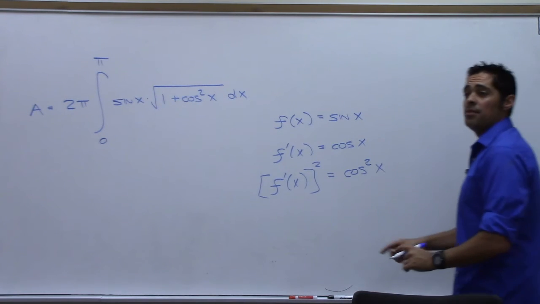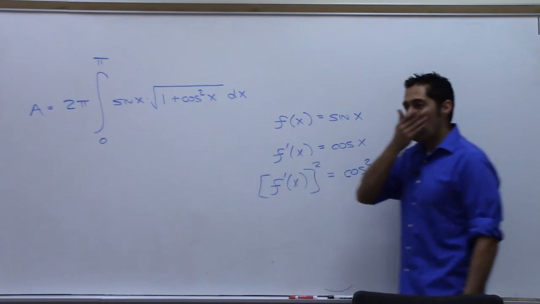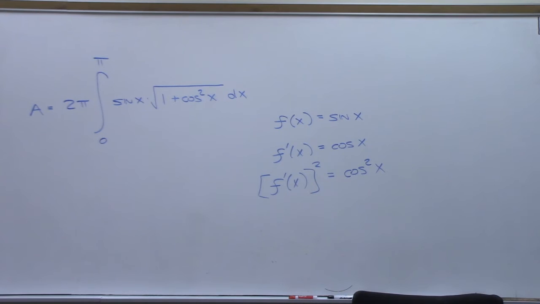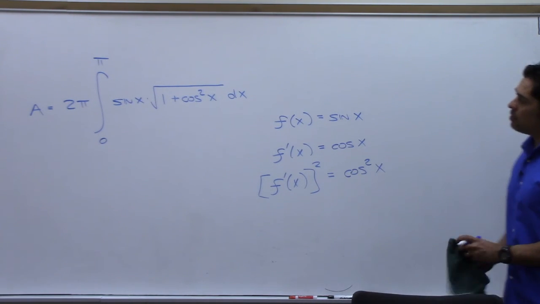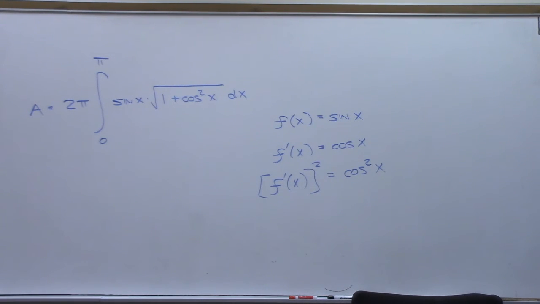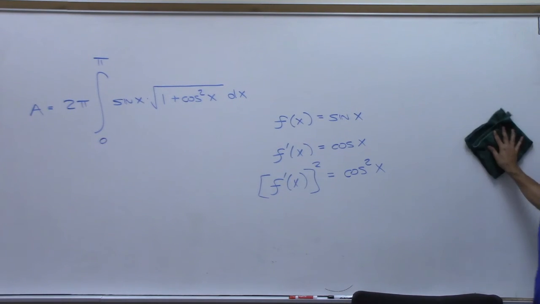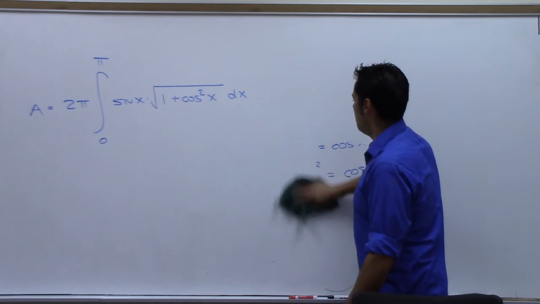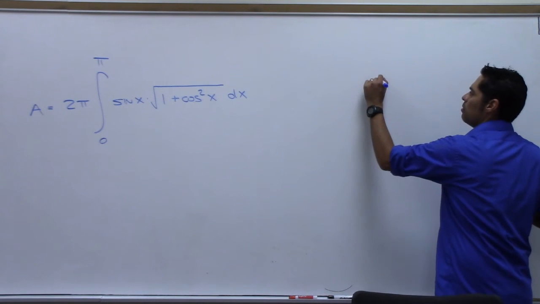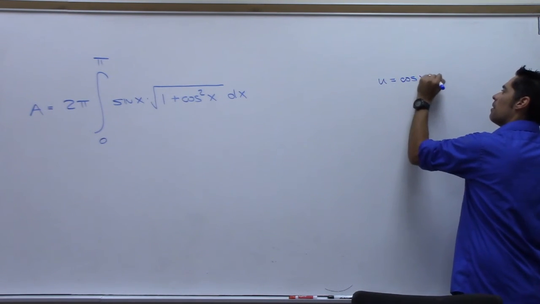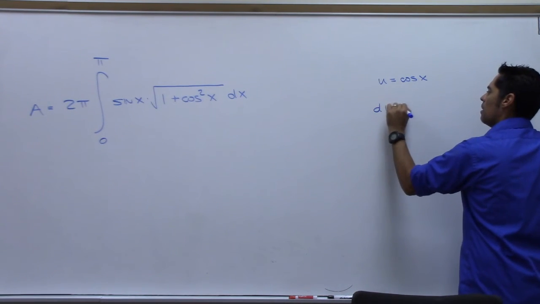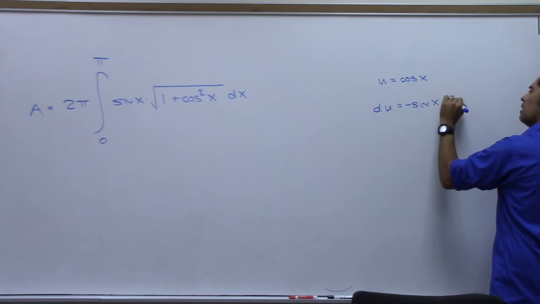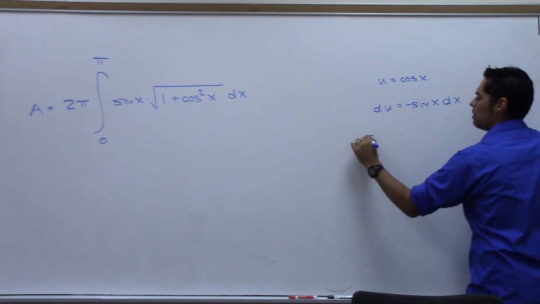No, if it was 1 minus. Careful, it's 1 plus, right? Can you substitute it? You can put the sine in there and it becomes like an identity? Yeah, you could do that. But you could also just do a basic u sub. What would a basic u sub be here? U equals cosine. What's the derivative of that? Negative sine x dx, we're off by a sign, aren't we?